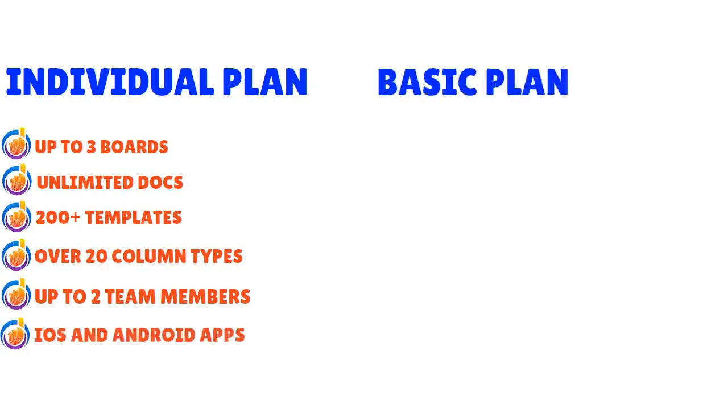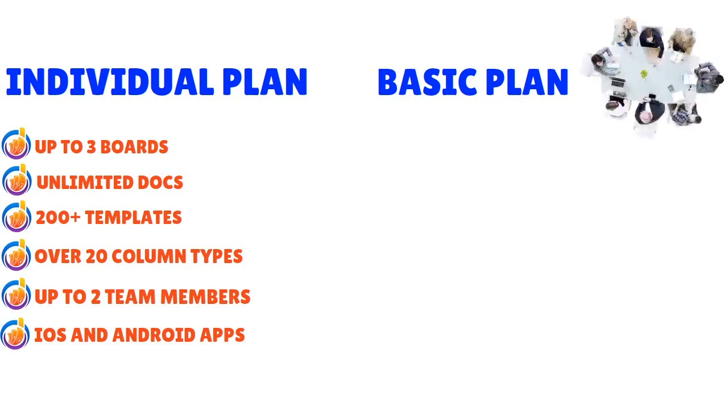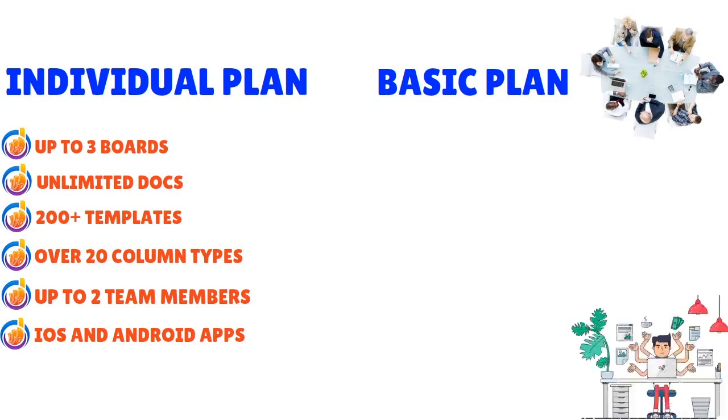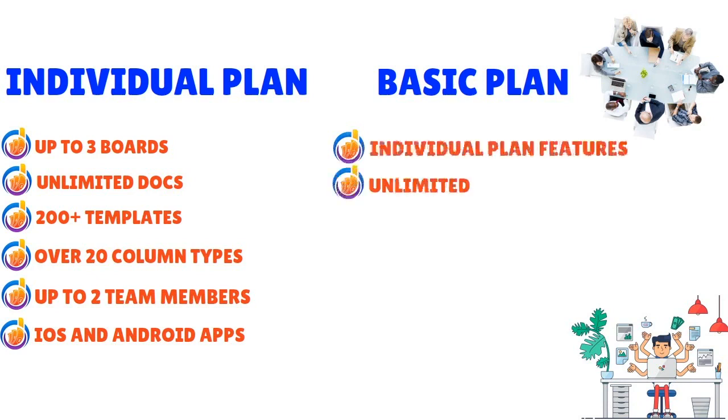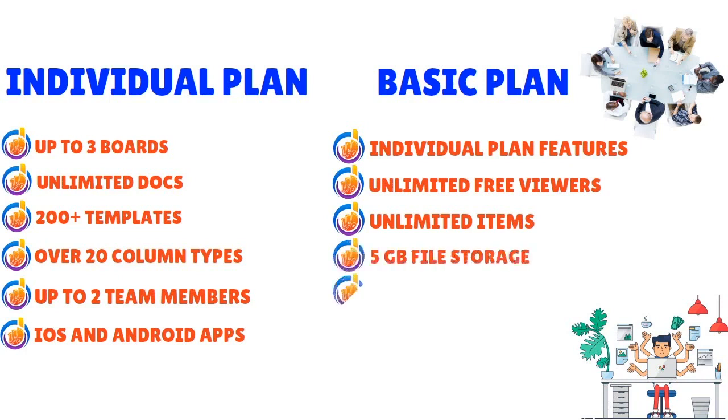Then you have the basic plan. This will start you around $10 to $15 per seat per month. For a team of 5 members, it costs about $40 to $60 a month, and this is billed annually. The basic purpose of this plan is to provide functionality that helps manage teamwork in one place. It includes features such as individual plan features, unlimited free viewers, unlimited items, 5 GB file storage, prioritized customer support, and dashboard one board.